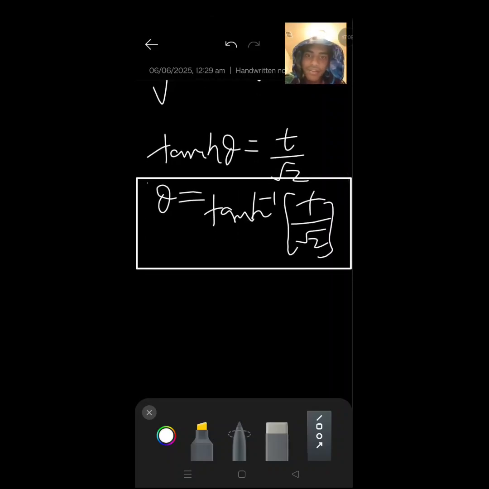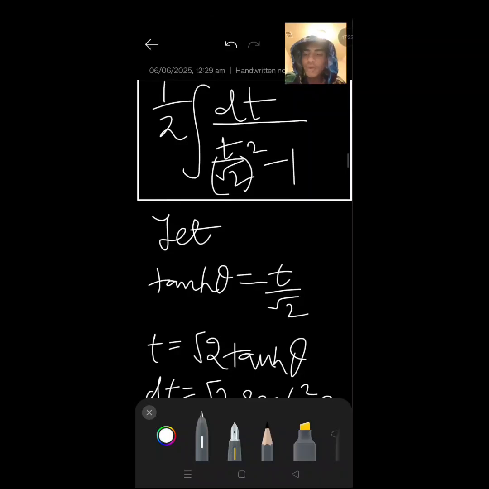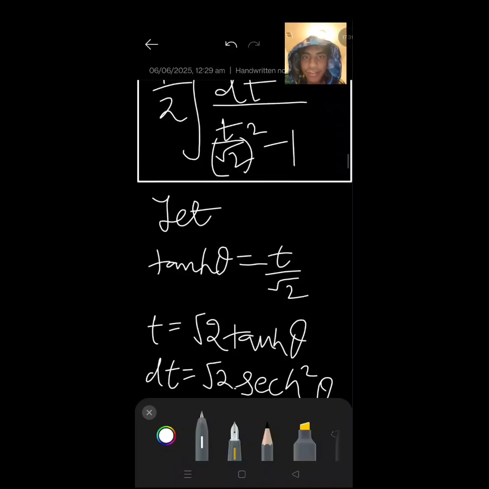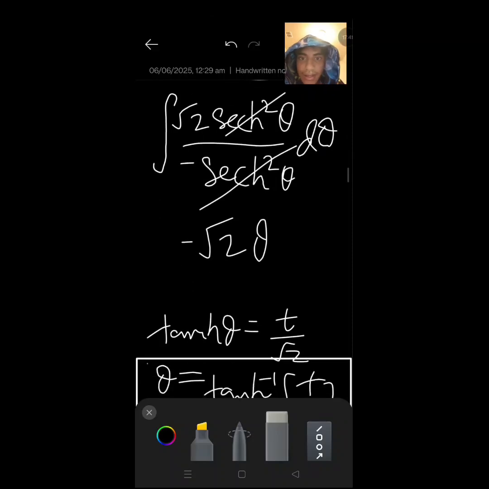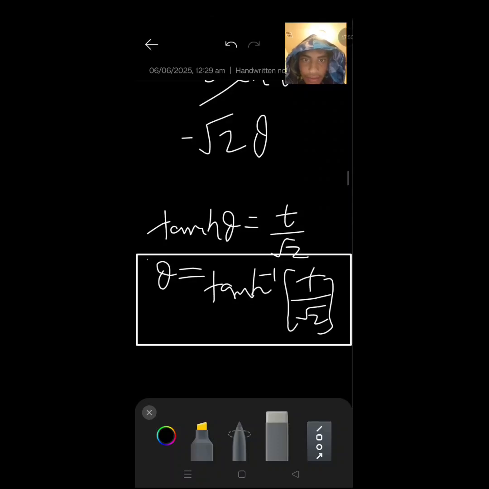I just want to tell you the concept. Basically, this is what we'll be applying over here, and the same thing we'll be doing over there. But over here, we'll be using tangent. Over here, we are using hyperbolic tangent. And over there, the sign will change. So ultimately, we've integrated it, making it negative root 2 theta, right? And then we've also gotten theta as this. So we have basically gotten our answer.